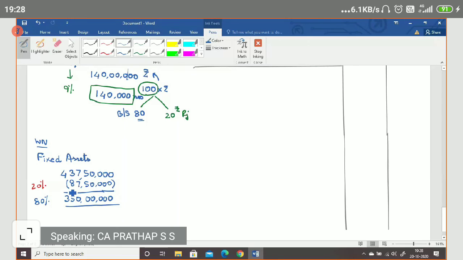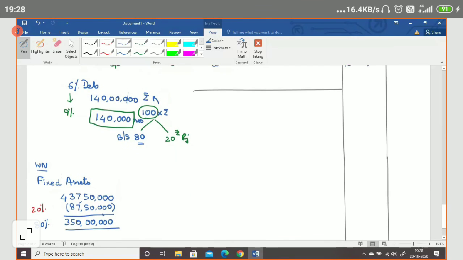All of you understanding carefully. See what they've said in the sum. Fixed assets are to be written down to 80%. Sometimes cunningly they'll say written down by 80%. Then it is totally different. Written down to. So 87 lakhs 50,000 is the loss. It will go to only one place.